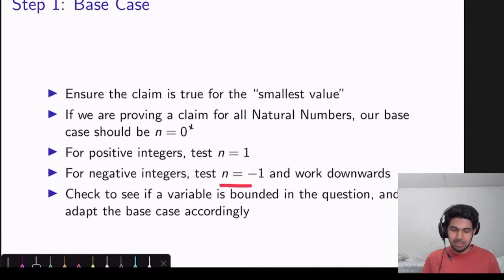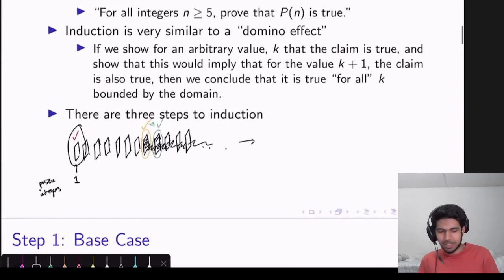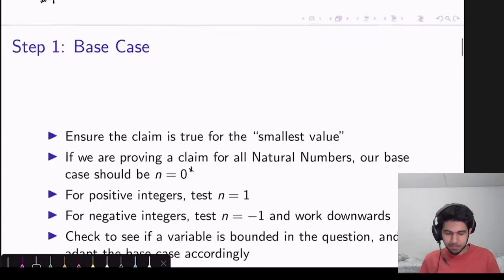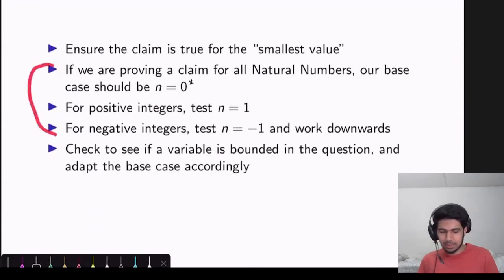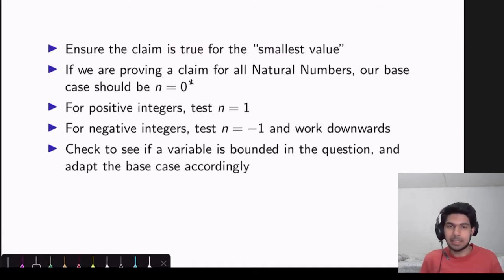Negative integers, you do the same. Well, you do n equals -1 and work downward. So in the domino analogy, instead of toppling in the positive direction, this would be 2, 3, and so on, the dominoes would topple in the negative direction. So that's some guidelines. But another thing to do would be to check if the variable is bounded in the question and adapt the base case accordingly.